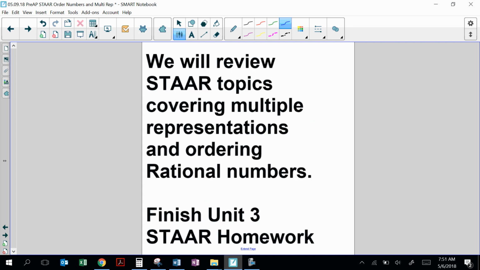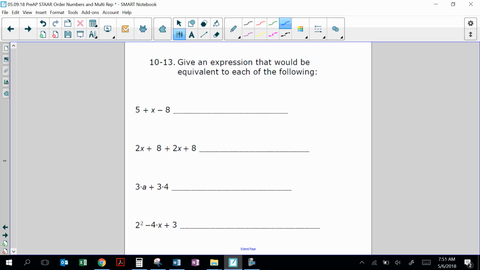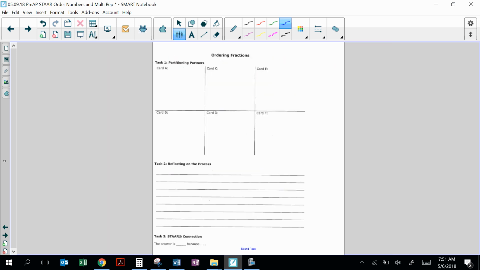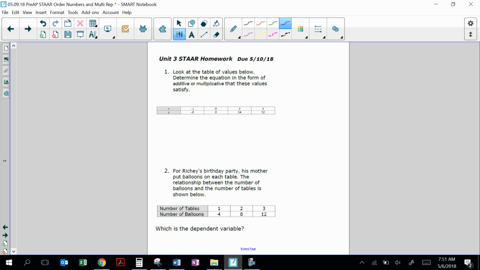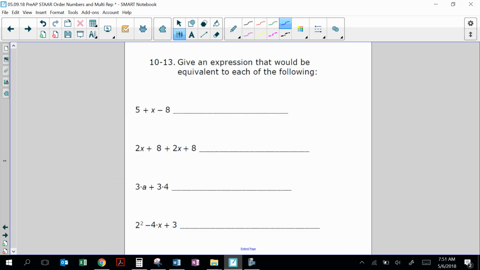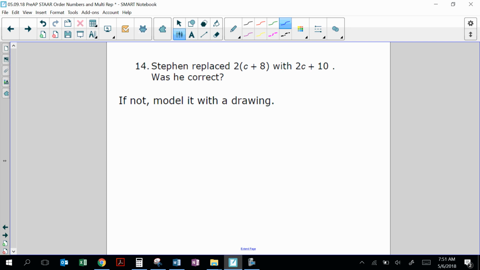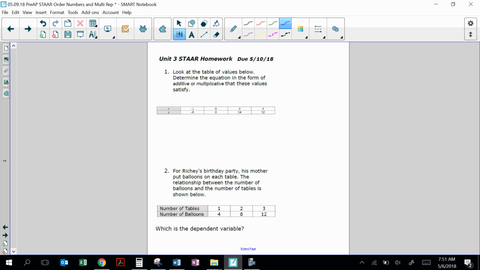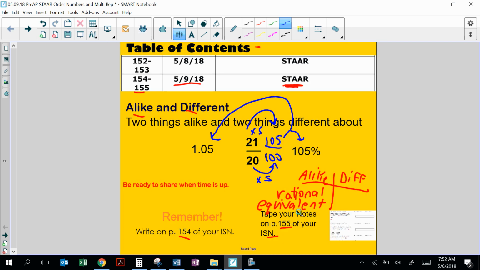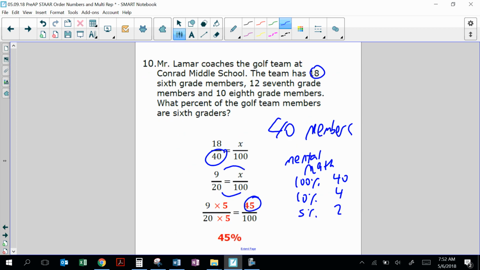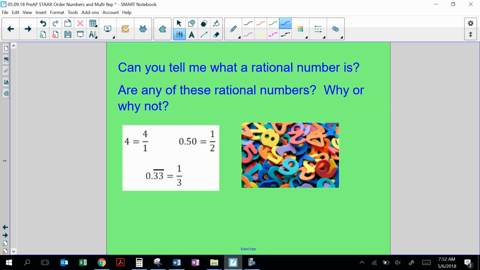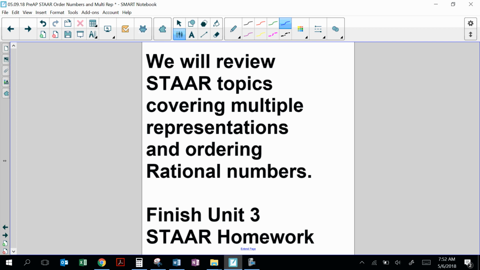Many ways of doing it. So tonight's homework is to finish your Unit 3 STAAR homework. It's this one right here. And it says it's due May 10th, which is tomorrow, Thursday. So you have up to 14 problems. If you do finish today's activity early, please get started on it. And then some of you are going to say, but I finished all of it already. Well, good for you. Excellent job. You have no homework for the rest of the week.